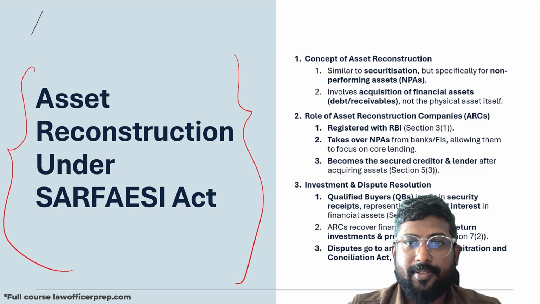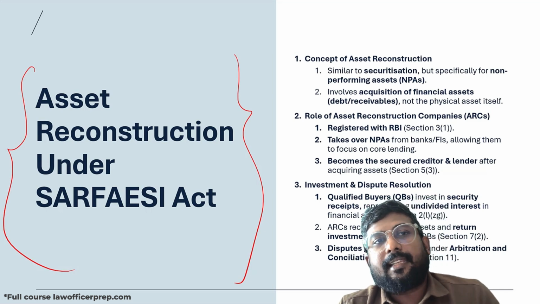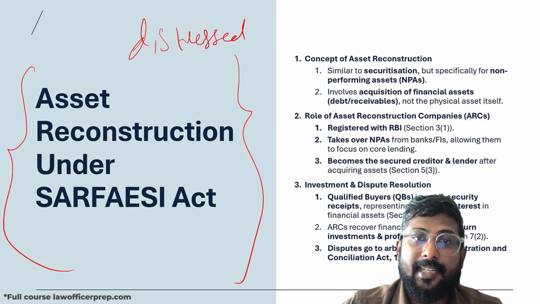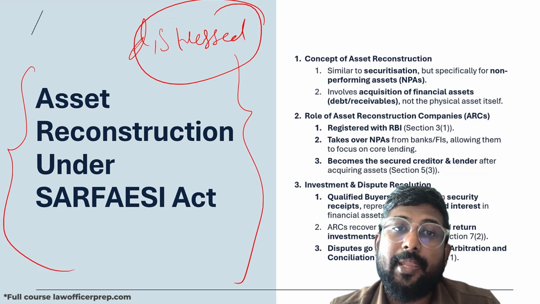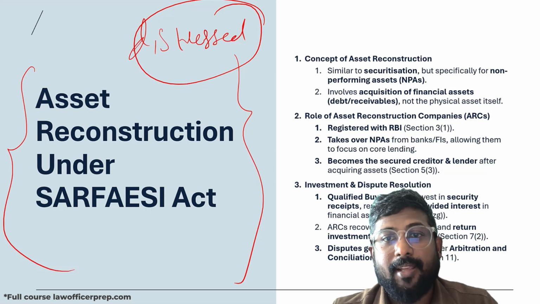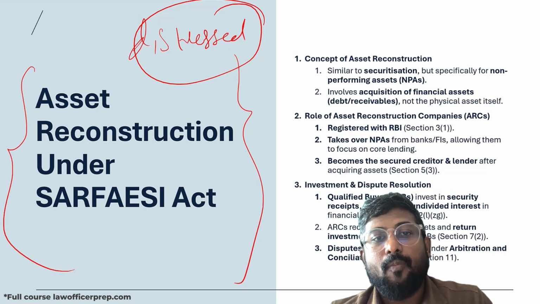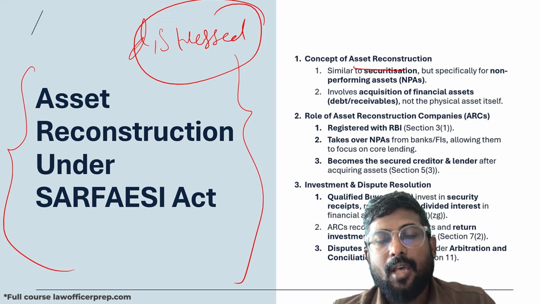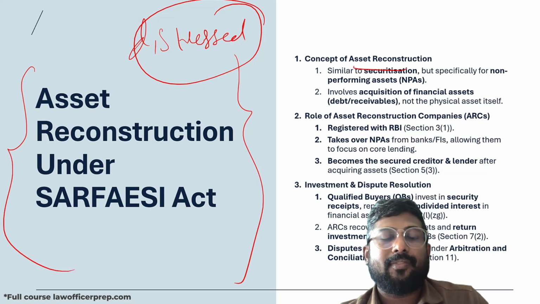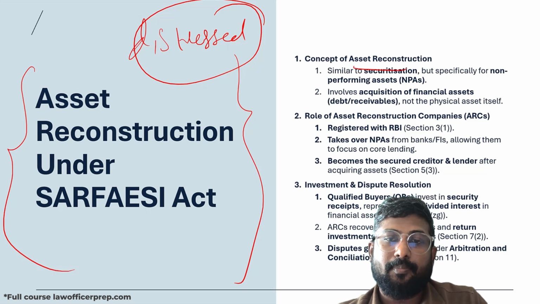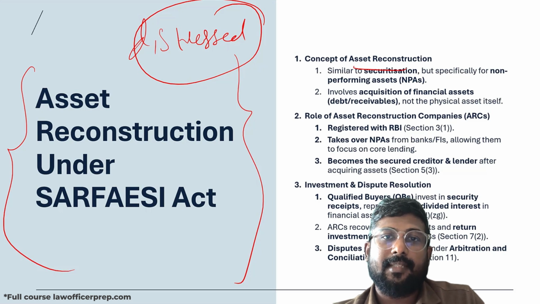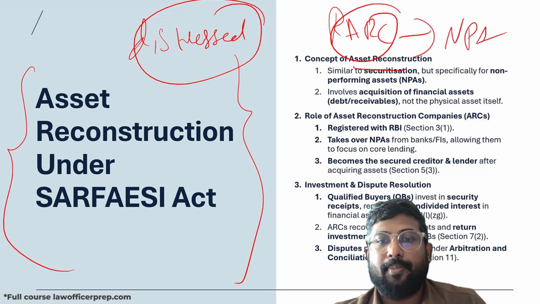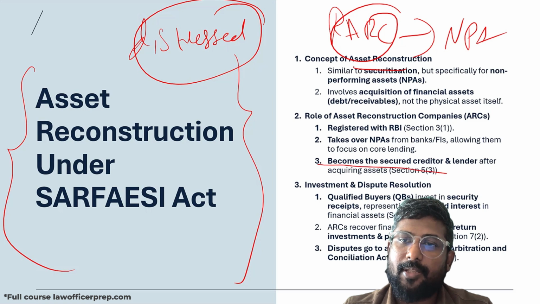Asset reconstruction under the SARFAESI Act. Like I said, securitization can happen even during the time of distressed assets. That is, the loan need not become an NPA. But when it has been turned into an NPA, then asset reconstruction will come into the picture. So what is asset reconstruction? Asset reconstruction is simply a process where the ARC, the asset reconstruction company, takes over the assets after the declaration of NPA, and they become the secured lender or creditor.